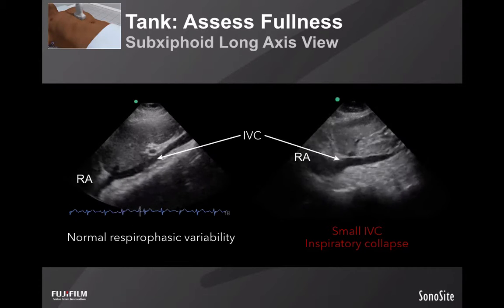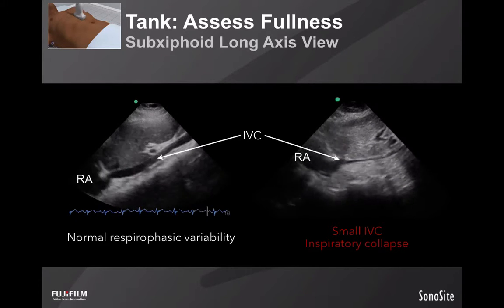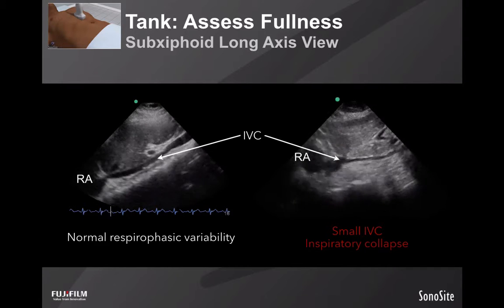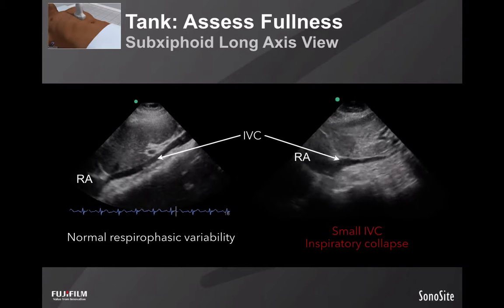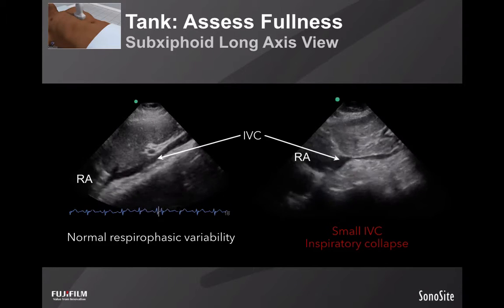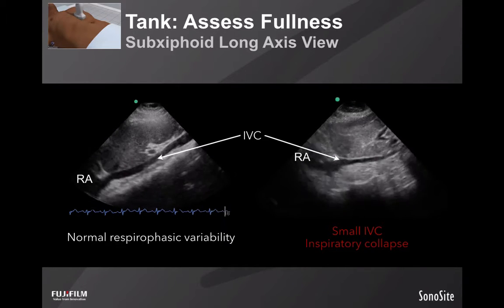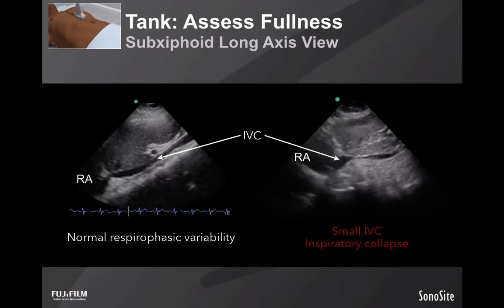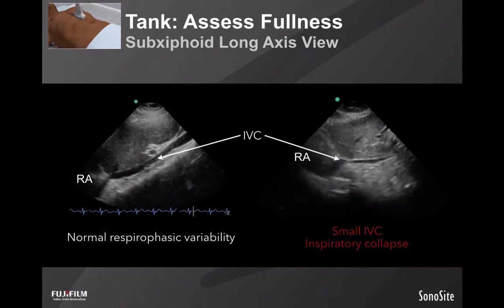You'll notice the normal pattern of inspiratory collapse as the patient breathes. When the IVC diameter is small, less than 2 centimeters, and collapses more than 50% with inspiration, this suggests a low volume state such as hypovolemic or distributive shock.